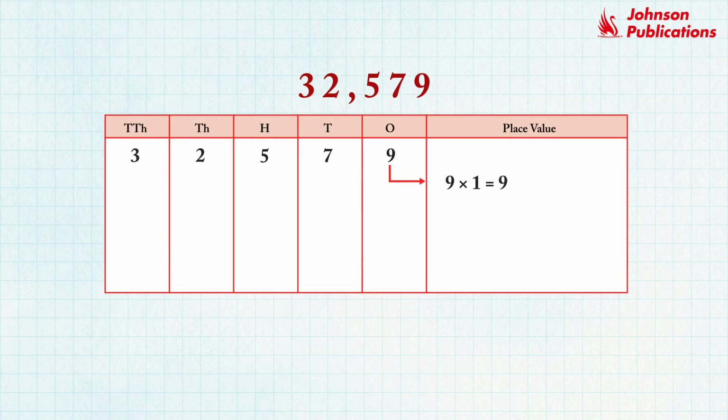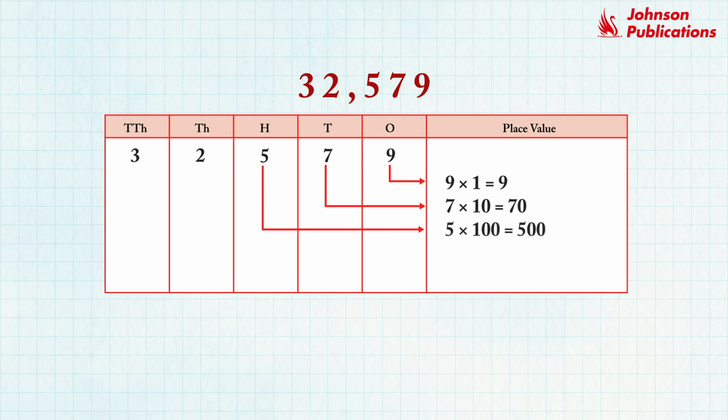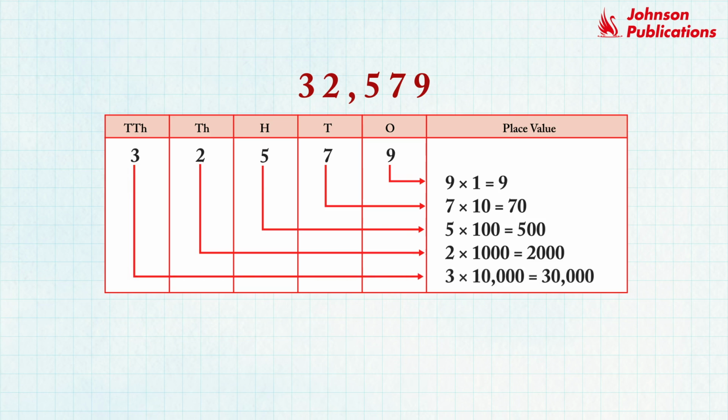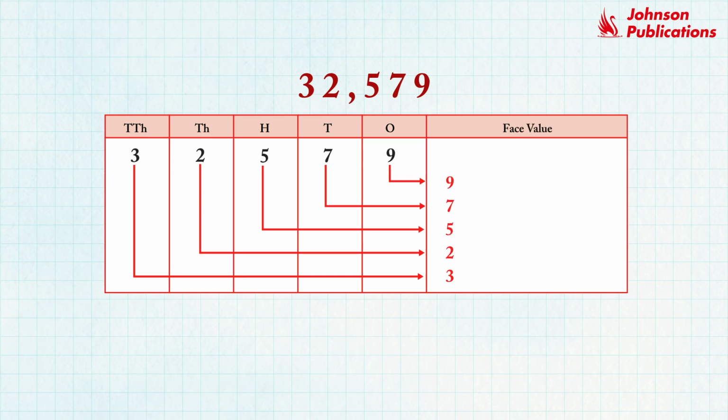Place value of 9 is 9, place value of 7 is 70, place value of 5 is 500, place value of 2 is 2000, place value of 3 is 30,000. We know that the face value is the actual value of a digit in a number. The position of a digit in a number does not affect its face value. These are the face values of all the digits of the number.